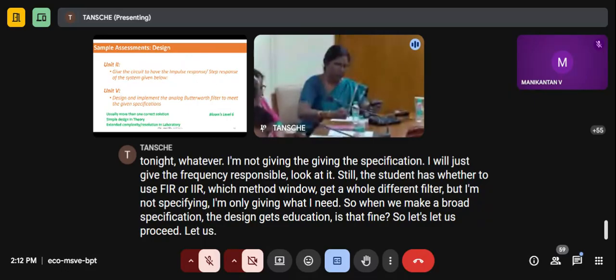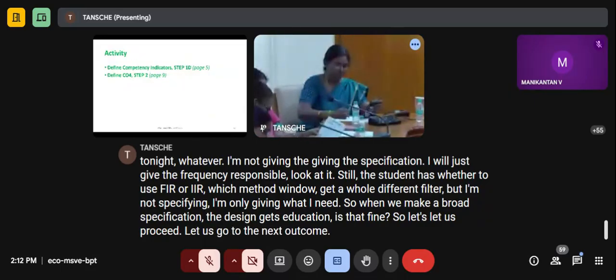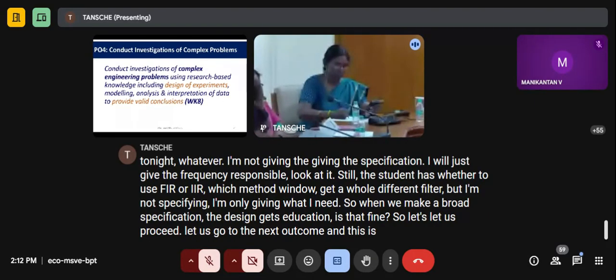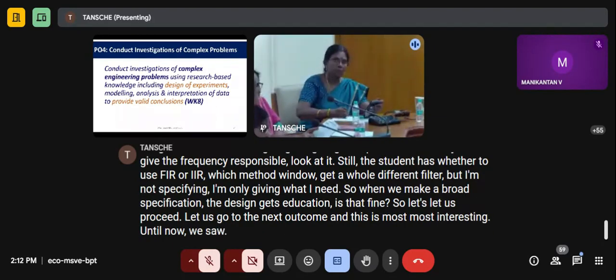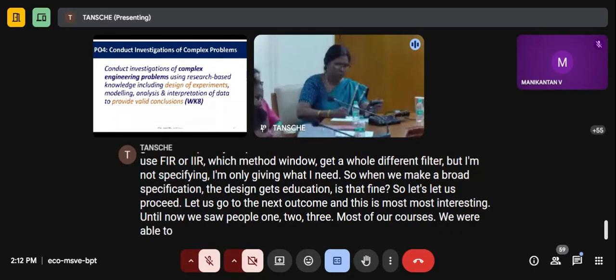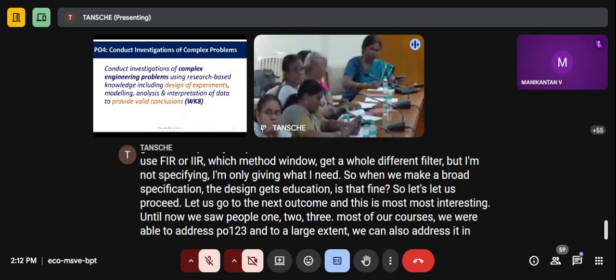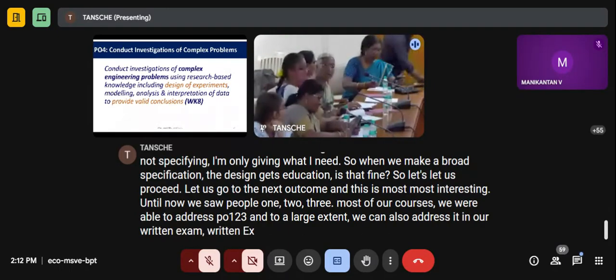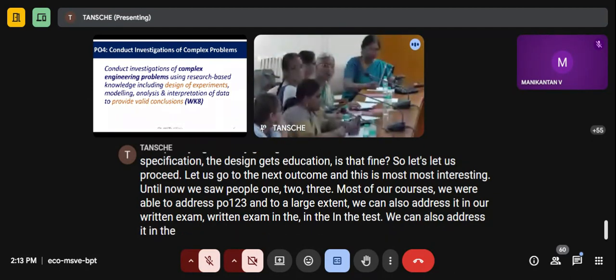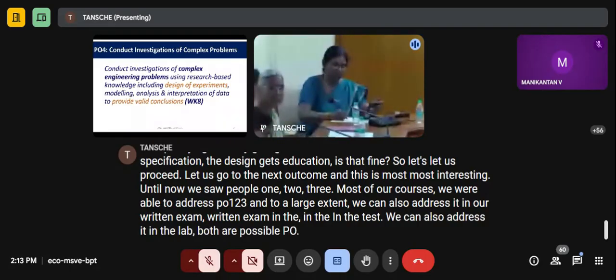Let us go to the next outcome, and this is most interesting. Till now, we saw PO 1, 2, 3. Most of our courses were able to address PO 1, 2, 3, and to a large extent we can also address them in our written exam, in the test. We can also address them in the lab. Both are possible.